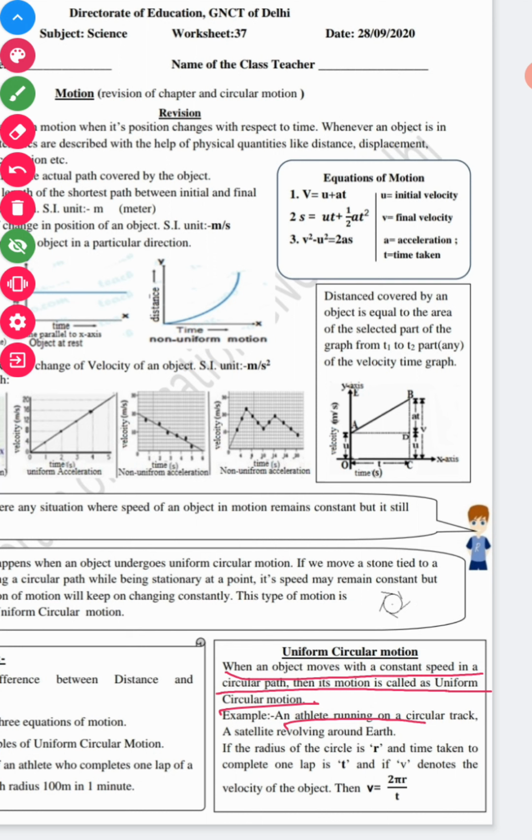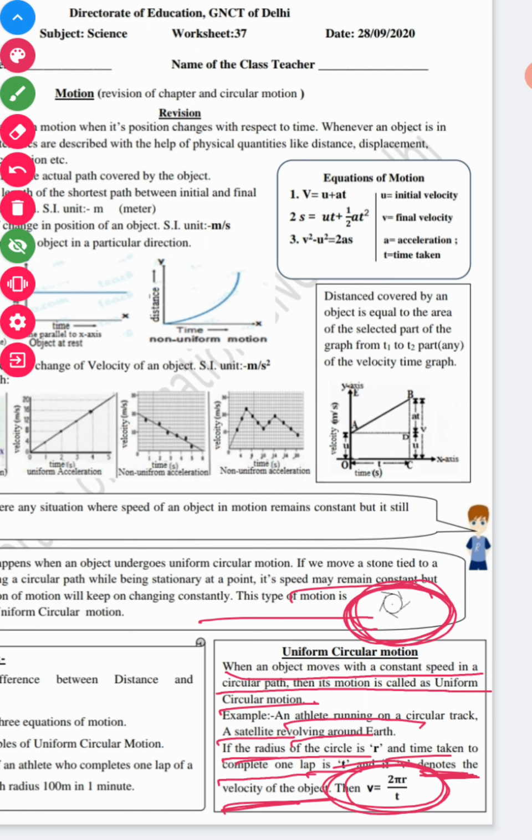An example is an athlete moving on a circular path, and a satellite moving around the earth. And also you can take the example of a stone tied with a thread, and also in a circus when a biker moves around the circular path. If the radius of a circle is r and t is the time taken to complete one revolution or one lap, and v denotes the velocity, then v is equal to 2 pi r divided by t.